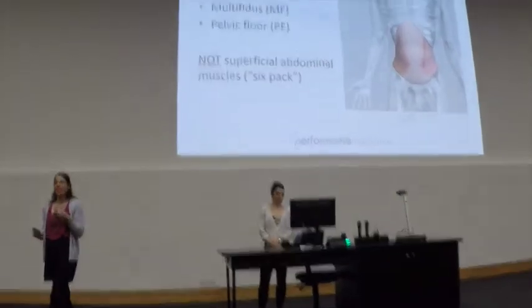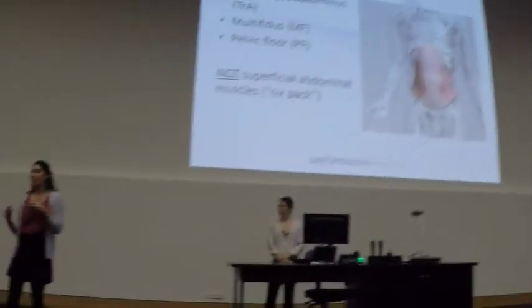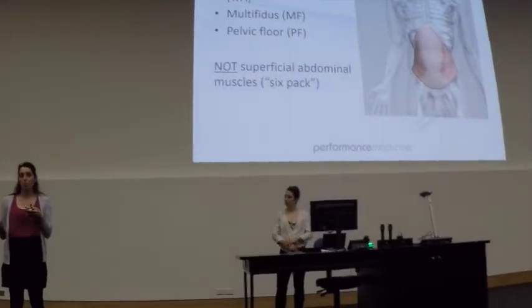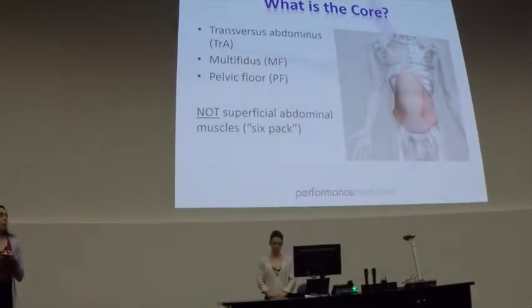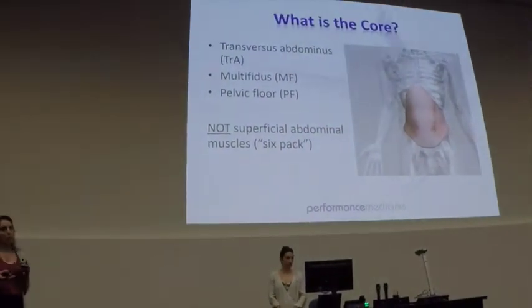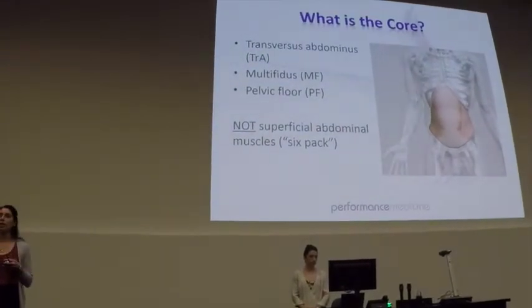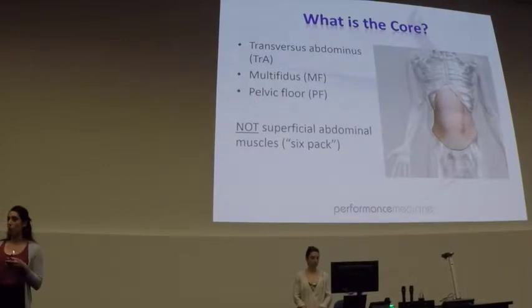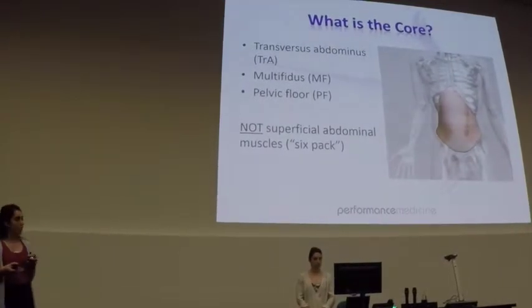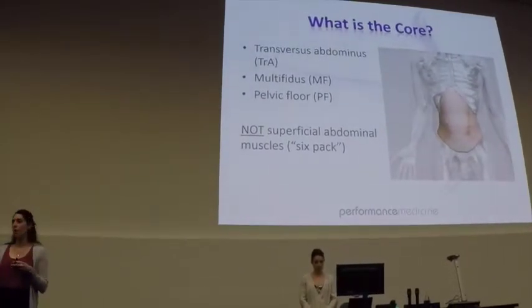So before we start to delve into the verbal cues we use to activate the core, we need to understand what the core actually is. It is made up of a few different muscle groups. There's the transversus abdominis muscle, which is the innermost layer of the abdominal muscles. There's the multifidus muscle, which is the innermost layer of the back muscles.